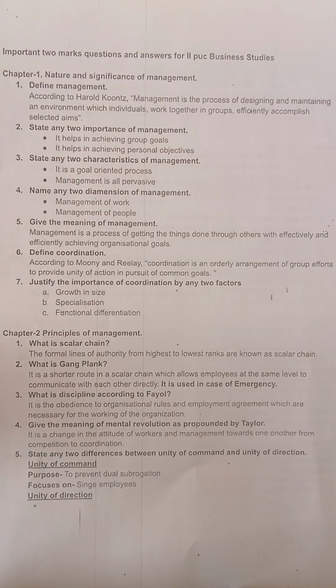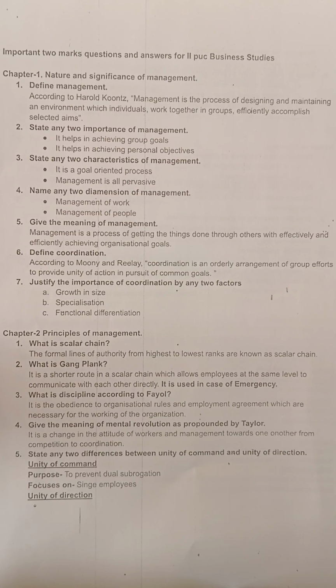First one, define management. According to Harold Koontz, management is the process of designing and maintaining an environment in which individuals work together in groups and efficiently accomplish selected aims. Next, second one, state any two importance of management. Management helps in achieving group goals. Management helps in achieving personal objectives.